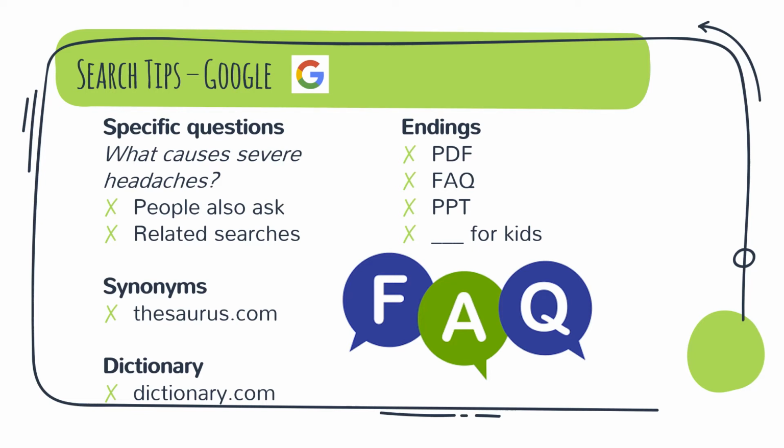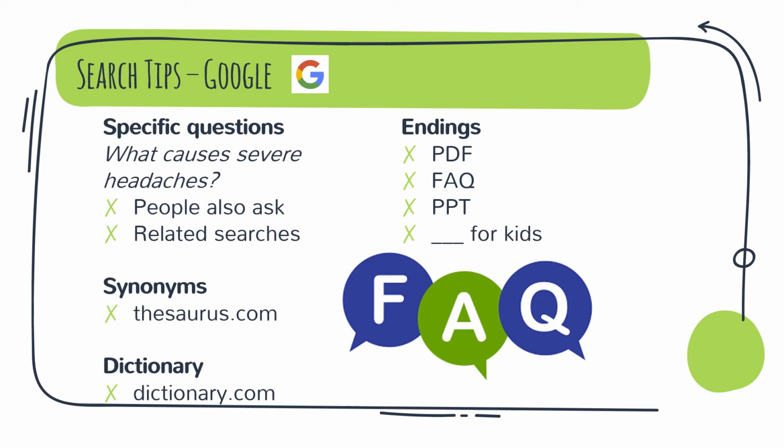Some other good search tips really for any browser. If you're looking for something about tigers, for example, and you leave a space afterwards and say PDF, you're going to find some interesting information on tigers that you can download. If you want to find out the answer to frequently asked questions, then you can put tigers space FAQ and you'll get some nice simple information about tigers.